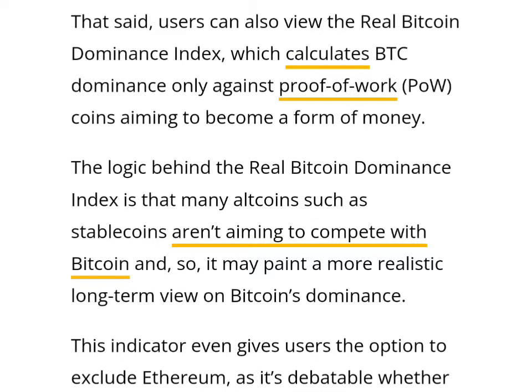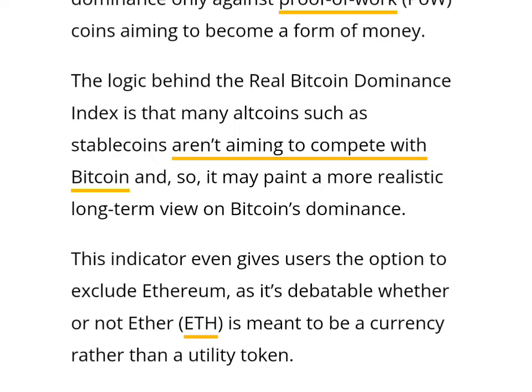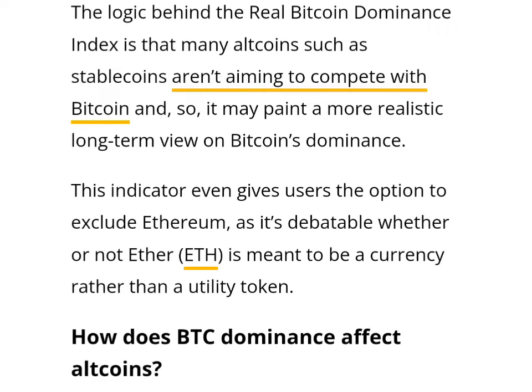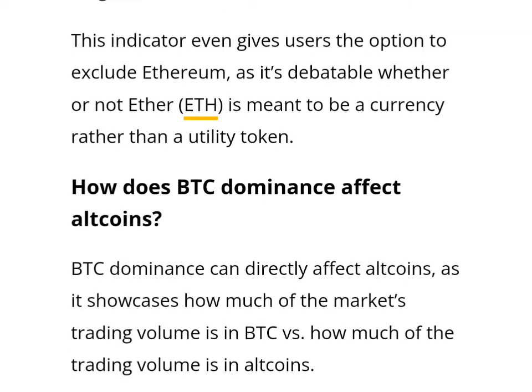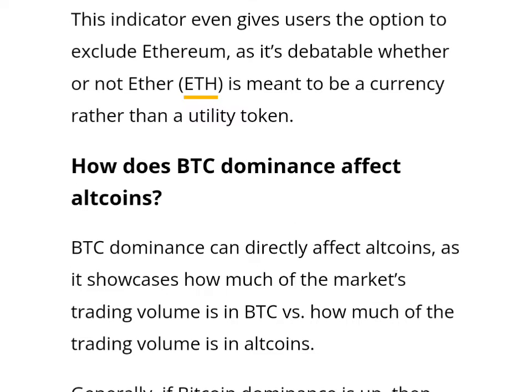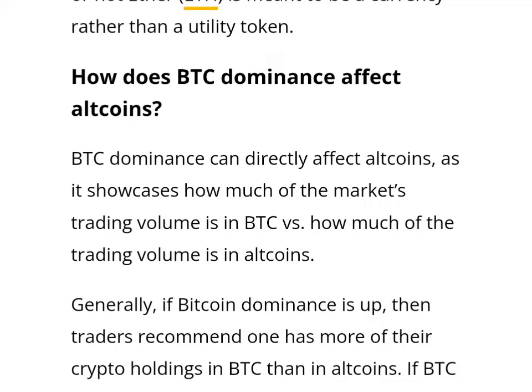That said, users can also view the real Bitcoin dominance index, which calculates BTC dominance only against proof of work, POW, coins aiming to become a form of money. The logic behind the real Bitcoin dominance index is that many altcoins such as stablecoins aren't aiming to compete with Bitcoin, and so it may paint a more realistic long-term view on Bitcoin's dominance. This indicator even gives users the option to exclude Ethereum, as it's debatable whether or not Ether, ETH, is meant to be a currency rather than a utility token.